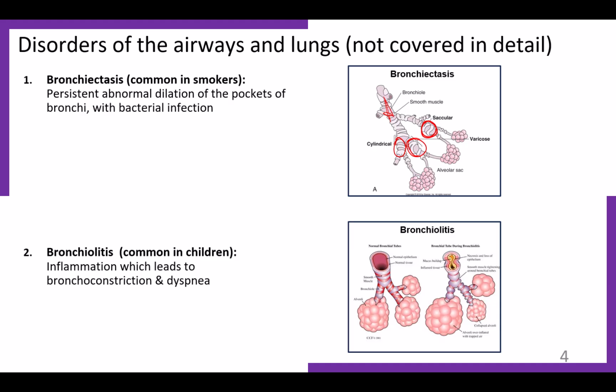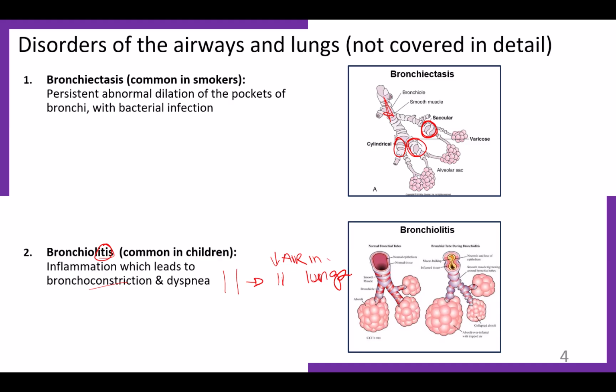The other term is bronchiolitis. And again, itis means inflammation. So bronchiolitis is when you have inflammation of the bronchioles, which then leads to bronchoconstriction. So instead of the bronchioles being this wide, bronchiolitis restricts the diameter of the bronchioles, and that means that there's less air going into the lungs, right? So that inhibits the amount of air that can actually go in. And you can see it over here.